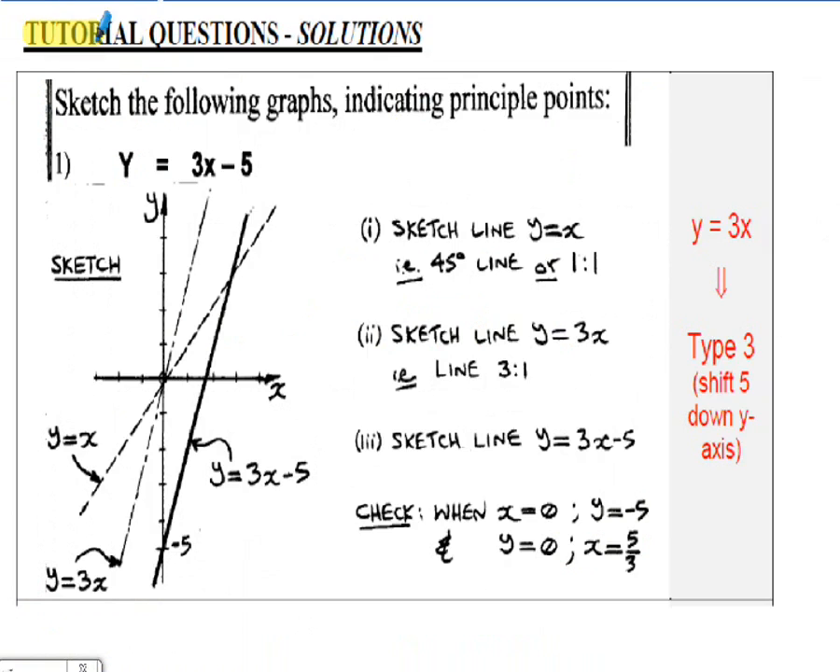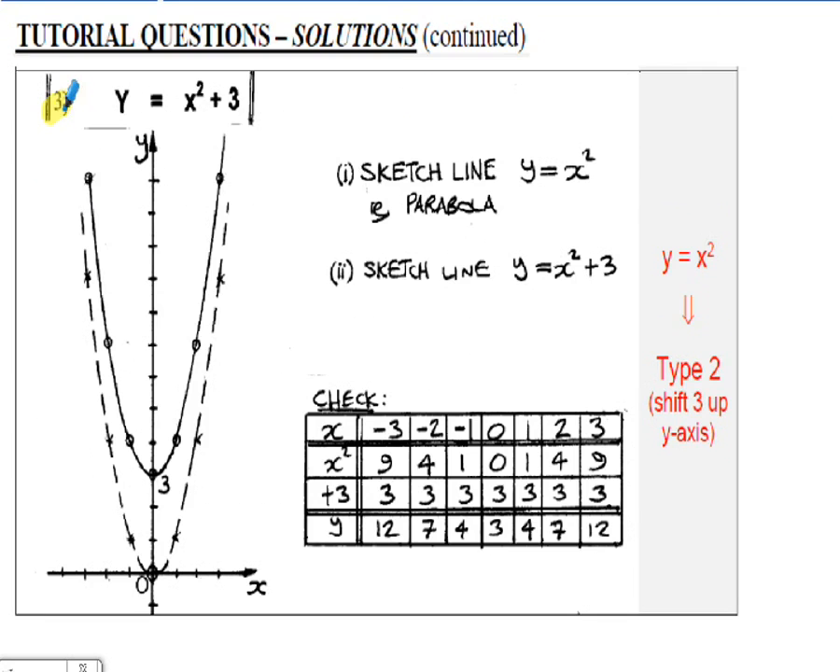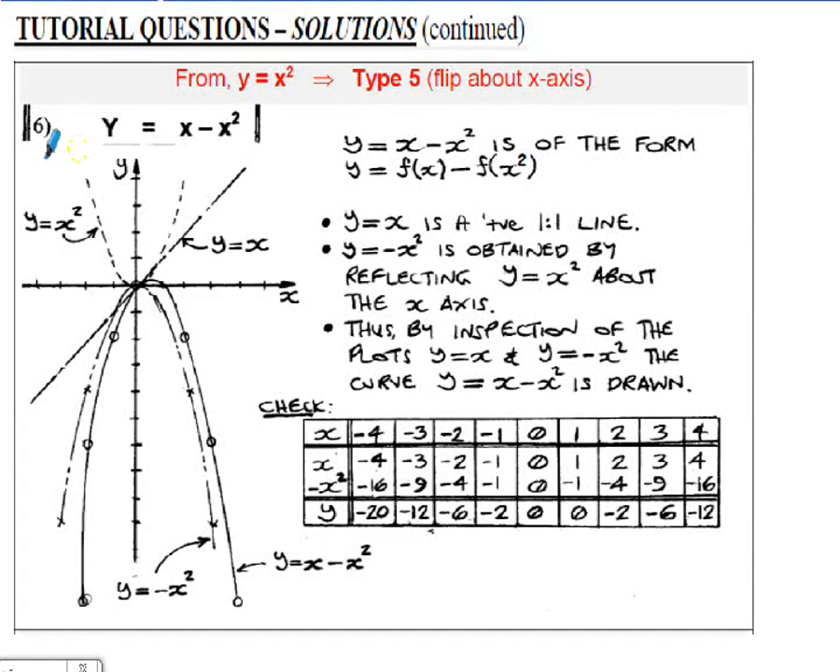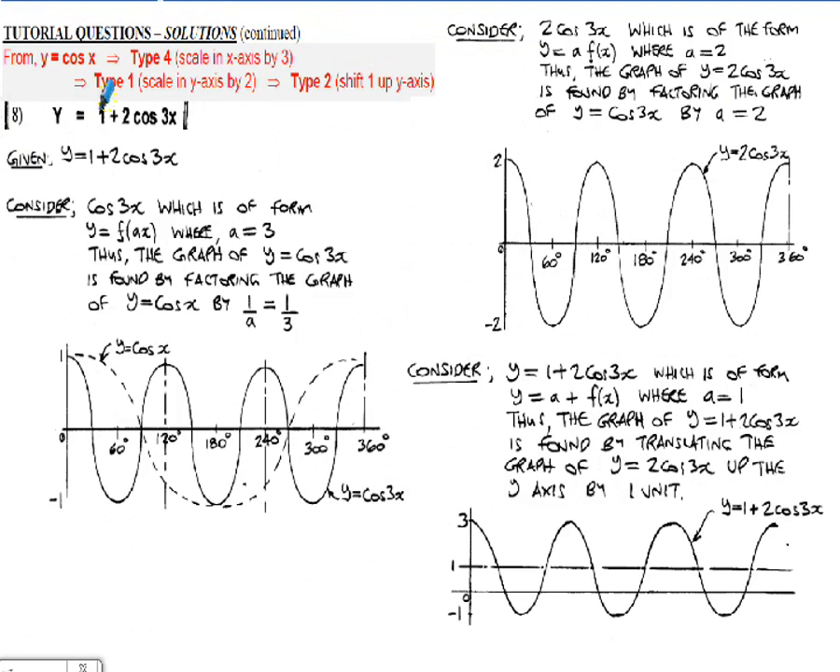Here are some selected solutions to the tutorial questions. This is question 1 solution, showing the transformation required. Solution to question 3 here. Solution to question 5 shown here. Solution to question 6 shown on this slide. Solution to question 8 shown on this slide.